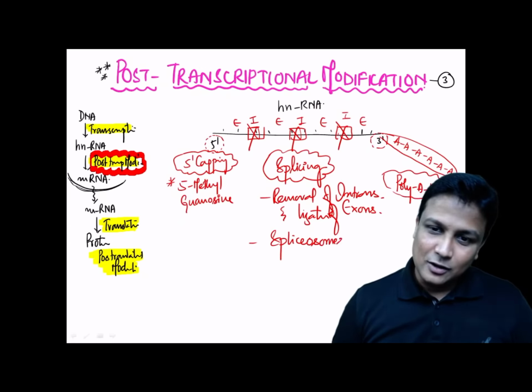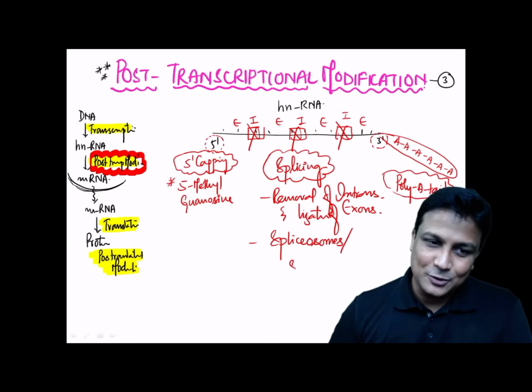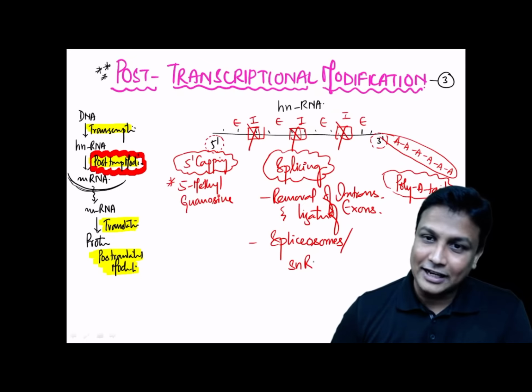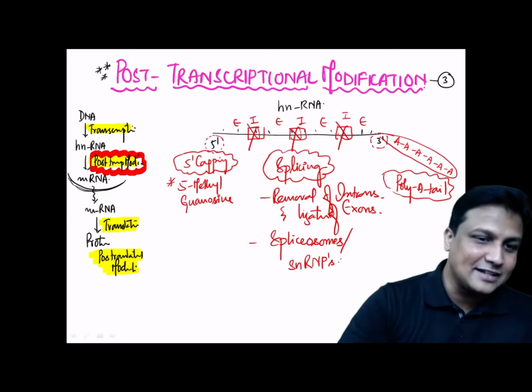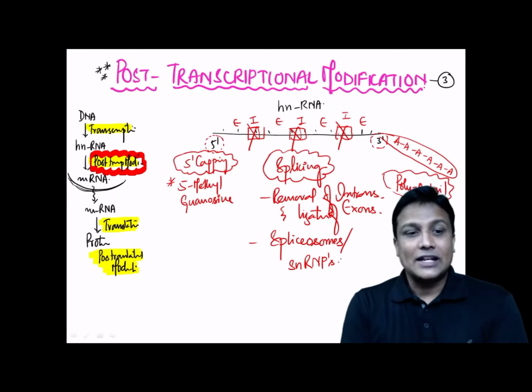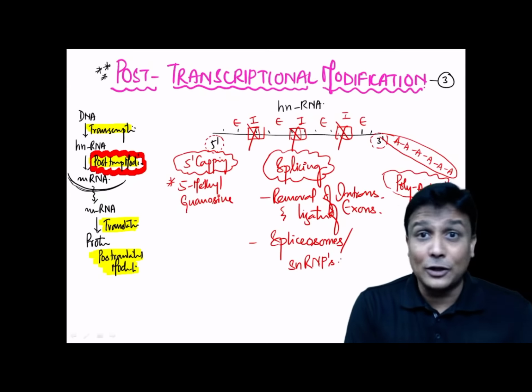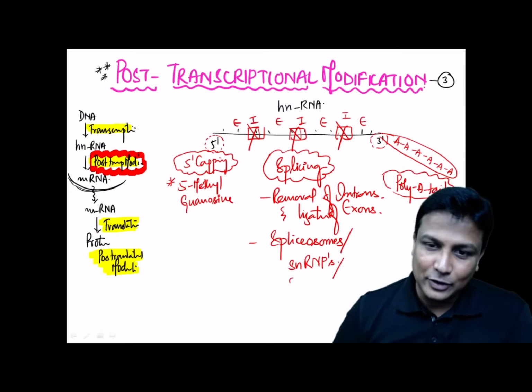Splicing is done by which enzyme? Spliceosome. It is also known as SNRNPs. SNRNPs stands for small nuclear ribonucleoprotein. And SNRNPs are nothing but your SNRPs.